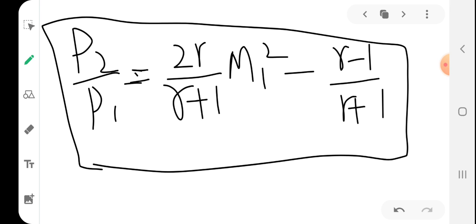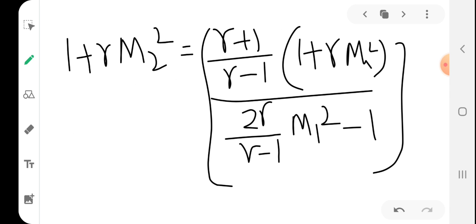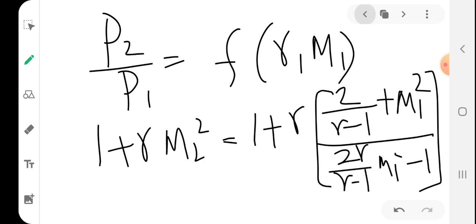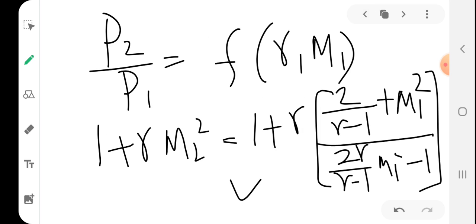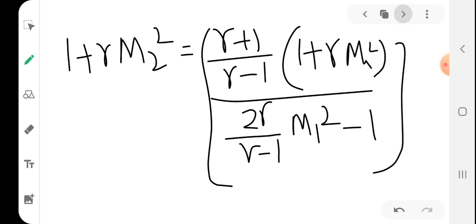a normal shock. Again, students, you will be wondering what the steps in between these two steps were. I wrote 1 plus gamma M2 square equal to 1 plus gamma M2 in terms of M1, and all of a sudden I have written this equation. What I have done is I have skipped the algebra. I was leaving those simplifications for you to do as an exercise.